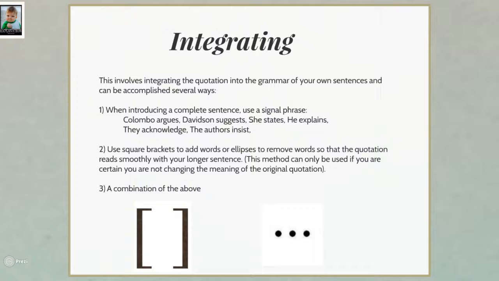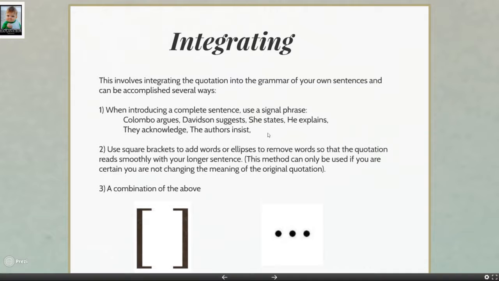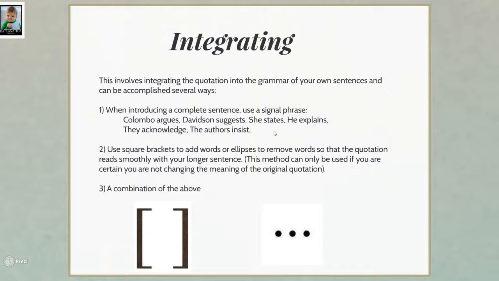The other thing is, depending on the words you choose, you're implying certain things. So if you say the authors insist, that might suggest maybe you're going to argue against what the authors are saying. So you want to be a bit thoughtful here as you create your signal phrases. These are a pretty simple way to integrate quotes into the grammar of the surrounding sentences.